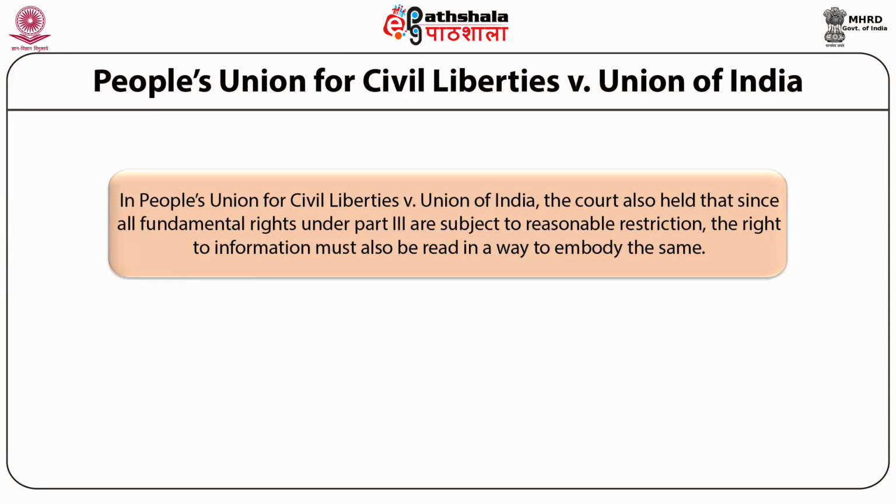In the landmark judgment of the People's Union for Civil Liberties (PUCL) versus Union of India, the court also held that since all fundamental rights under Part 3 are subject to reasonable restrictions, the right to information must also be read in a way to embody the same. Right? Essentially, in that case, the Supreme Court said, we cannot give you an absolute right to information. You cannot have the right to know what is India's strategy on combating Pakistan, for example, right? Because that would directly affect national security.